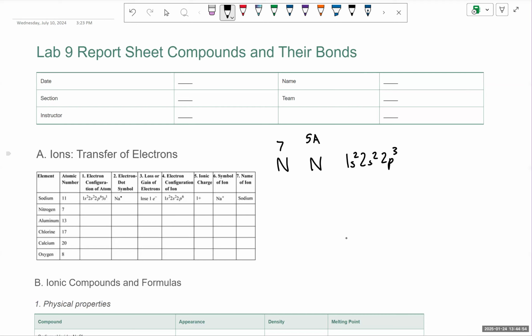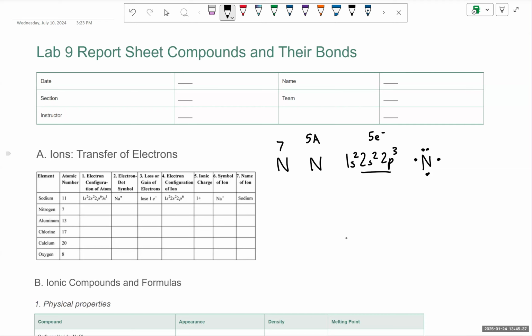Now, we only really care about the valence electrons for the purposes of electron dot symbols. The valence electrons are the electrons in the outermost shells with the largest principal quantum number. So as you can see, we have 5 valence electrons, and thus in our electron dot symbol, we draw nitrogen with 5 dots surrounding it to represent the 5 valence electrons that can be used during ionization or bonding. Okay, so we have the electron dot symbol for nitrogen.